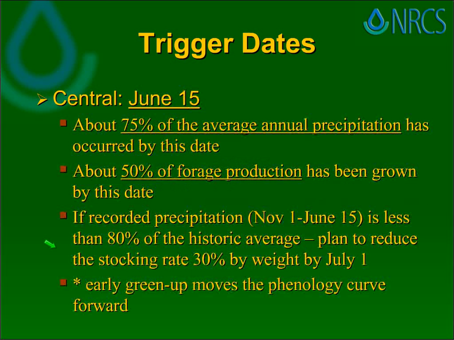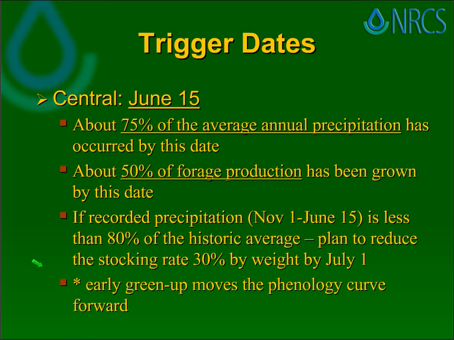The next trigger date then is June the 15th. In an average year, about 75% of that average precipitation has occurred. Only about 50% of the forage production, though, has been grown. So we've got about a 30 to 45-day lag between the precip that occurs and the production, the forage production, above-ground biomass that's grown. So in this case, if our precip for November through that June 15th is less than 80%, then we're going to plan to reduce the stocking rate by 30% by weight for the remainder of the season.